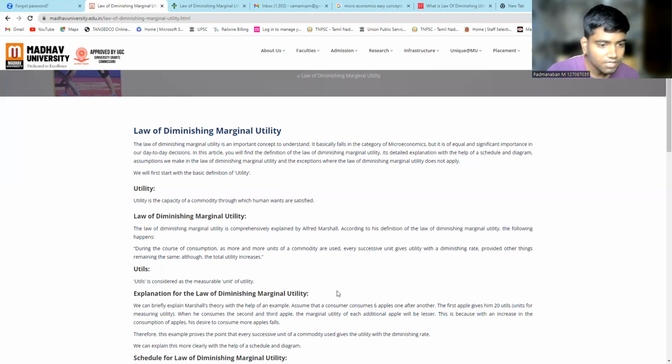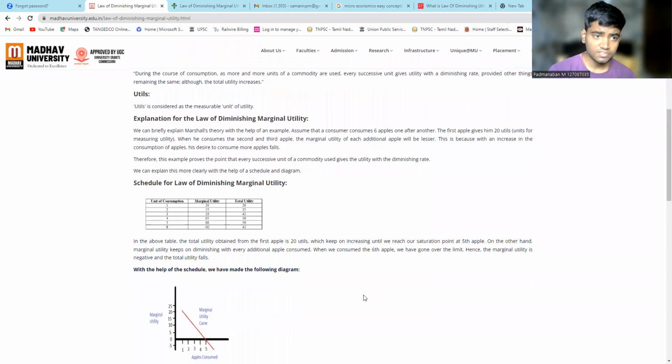Okay, explanation of the law of diminishing marginal utility. First of all, utils are considered measurable units of utility. The satisfaction derived from a commodity, in terms of units, is called utils. We can briefly explain Marshall's theory with the help of an example. Assume that a consumer consumes 6 apples, one after another. The first apple gives him 20 utils, the units of measuring utility.